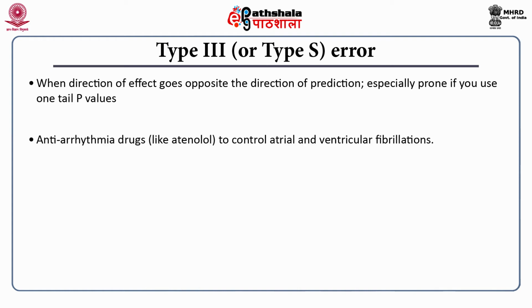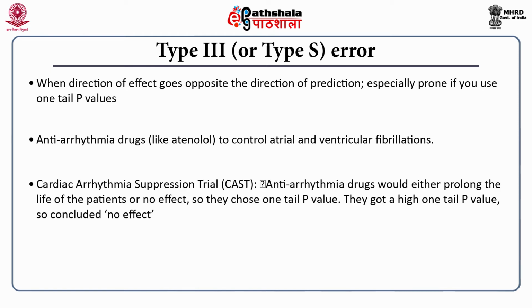One example here is anti-arrhythmia drugs like atenolol to control atrial and ventricular fibrillation. Arrhythmia is nothing but irregular heartbeat, right? For these irregular heartbeats, you have to use drugs. Fibrillation is nothing but sudden contraction of the auricles and ventricles, so you have to use drugs like atenolol to stop it. There is a huge study by the name CAST, the Cardiac Arrhythmia Suppression Trial.